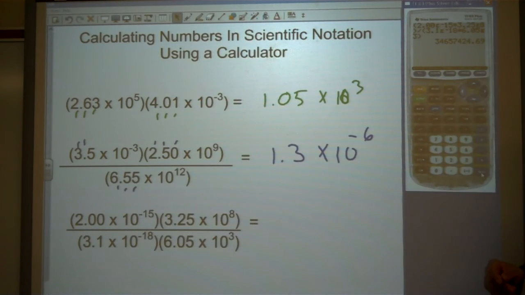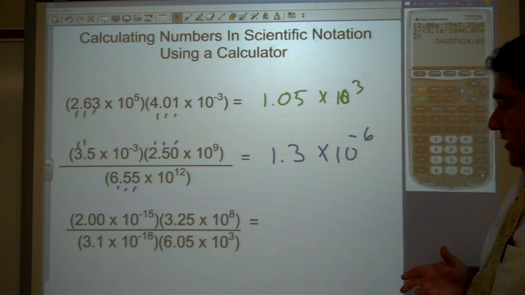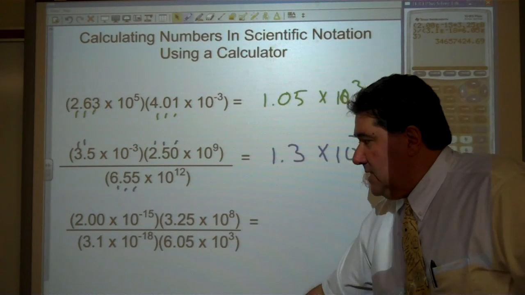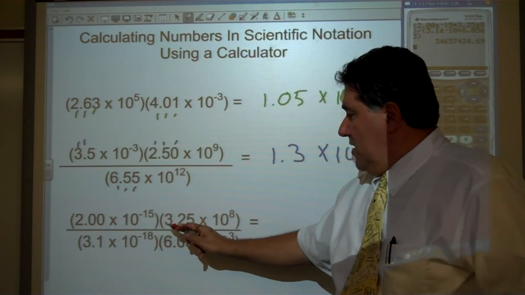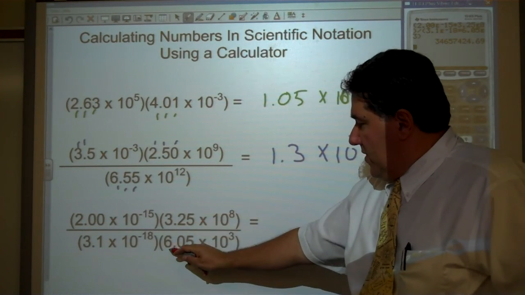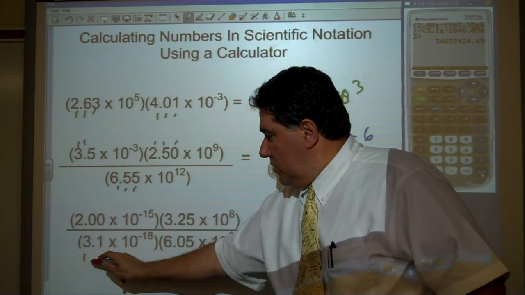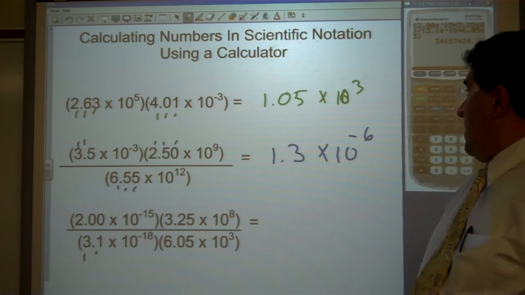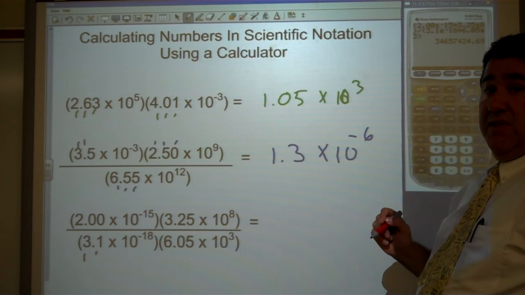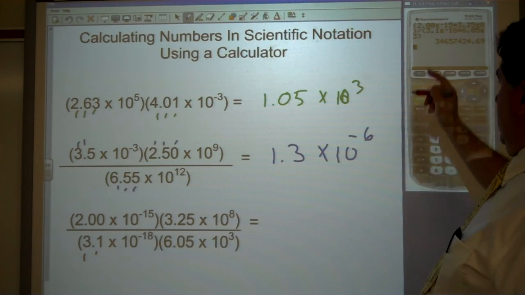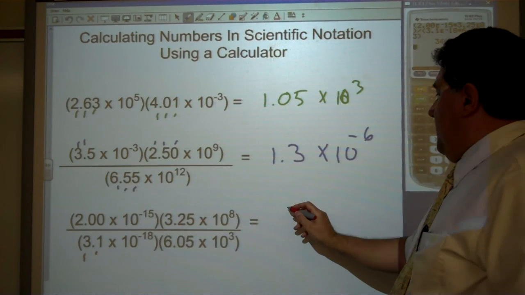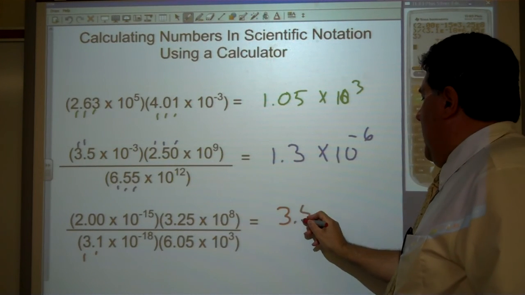You get a very large number, but don't forget, your answer has to be rounded to the least number of significant figures used in the problem. There are 3 sig figs here, 3 sig figs here, 3 sig figs here, but only 2 here. So therefore your answer must be rounded to the sig figs used in the problem. We have 3, 4, 6, so the 6 makes the 4 a 5, that's 3.5.